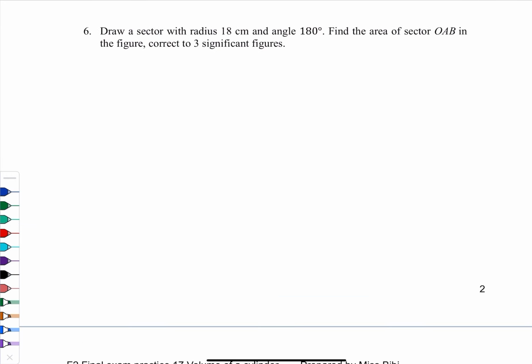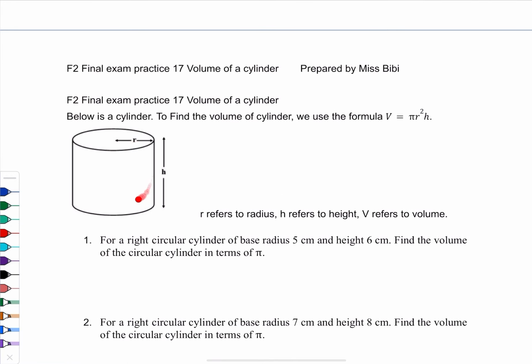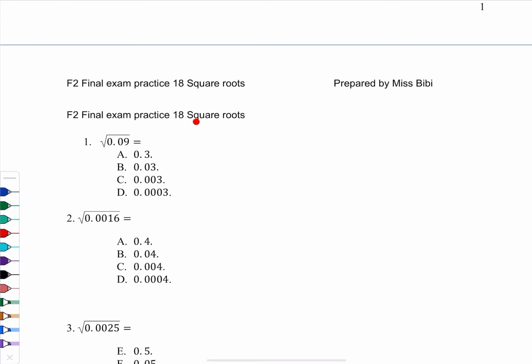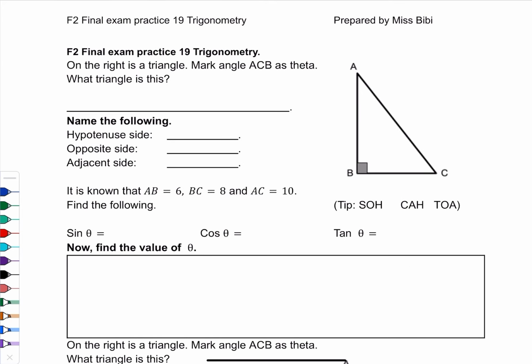And a lot of practices, of course. Then we will have the cylinder again, but this time you will be finding the volume of it, so it's a 3D shape. Then we will again do square roots, finding the answers again, just a lot of practices so that you're 100% clear.